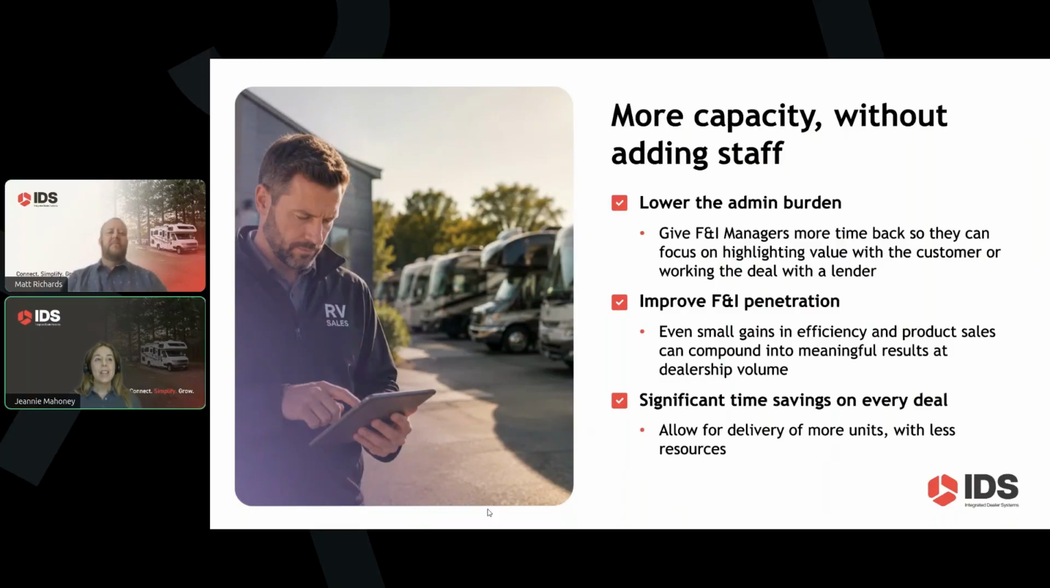So now that we can save F&I managers more time, they can actually switch their attention to higher impact activities that are directly going to drive profits, like upselling the protection products or negotiating with lenders. So even a small time savings per deal is going to add up here, meaning more deals processed, more opportunities per customer, and ultimately all of this sets your team up for success to deliver more units.